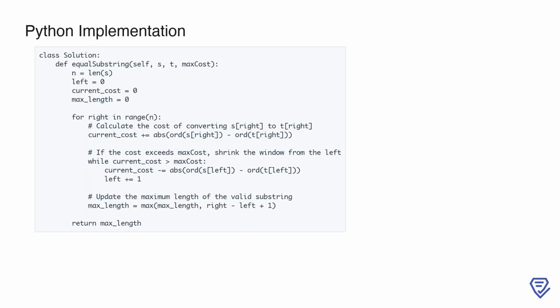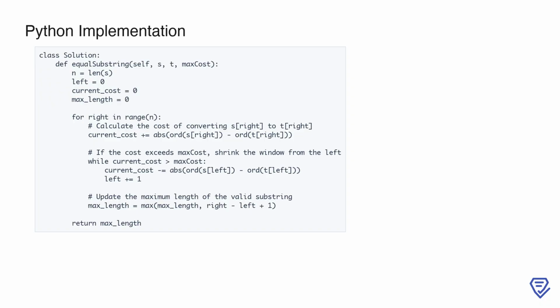This Python solution leverages the sliding window technique to efficiently solve the problem of finding the maximum length of a substring within the given transformation budget, max cost. Let's walk through the code step by step. The function equalSubstring takes 3 parameters, 2 strings s and t of equal length, and an integer max cost. The goal is to maximize the length of a substring where the cumulative transformation cost does not exceed max cost.